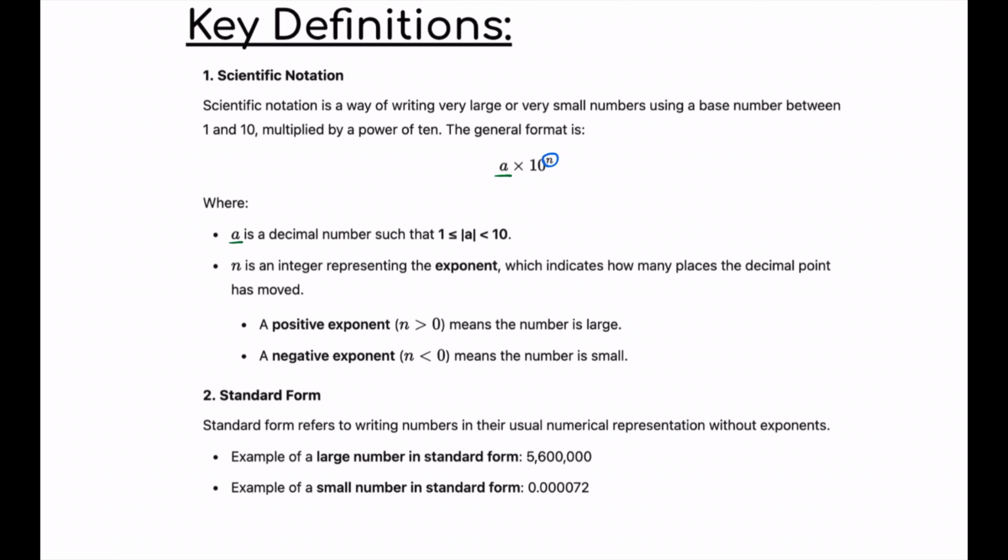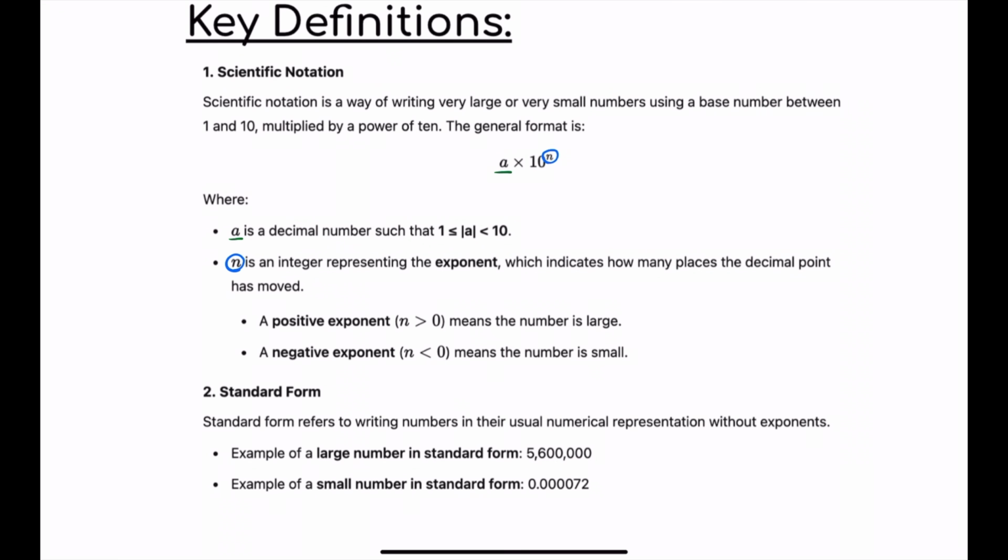And then the other component of scientific notation is that it is multiplied by a power of 10. So our general format is A times 10 to the n, where A is a decimal number between 1 and 10, and n is an integer representing the exponent, which indicates how many places the decimal has moved. If we have a positive exponent, n would be greater than 0, and that means that the number is large. If we have a negative exponent, where n is less than 0, that would indicate that the number is very, very small. So that goes over scientific notation.